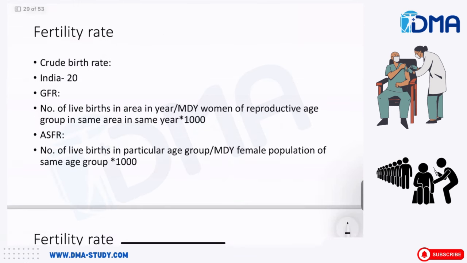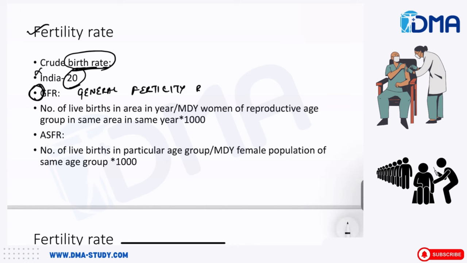Okay, so coming to fertility rates. As we have seen already, crude death rate and crude birth rate. Crude birth rate is the total number of live births divided by the mid-year population into 1000. For India, it is 20. I don't want you to remember this; you have to remember this one. What is GFR? GFR is general fertility rate. It is the number of live births divided by the mid-year population of women of reproductive age group into 1000. This is the general fertility rate.